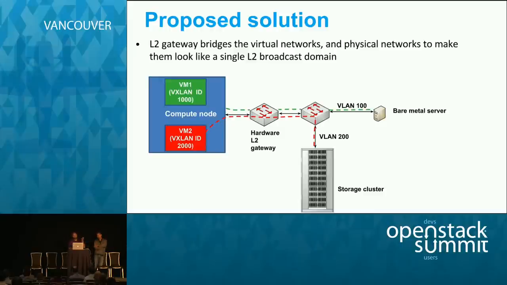But that's essentially the use case. You have a bunch of VMs running in a virtual world, and they need to access the file systems or the services running on the bare metal servers. So you can create this L2 gateway on any given physical device and create the connections, and you can achieve the connectivity.